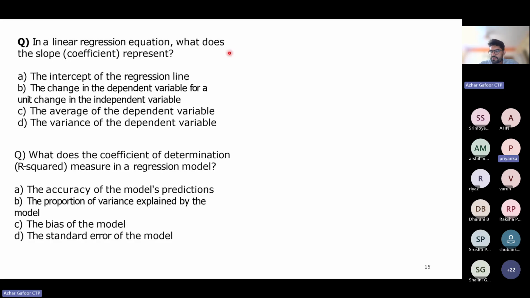what does the slope coefficient? What is a slope coefficient?